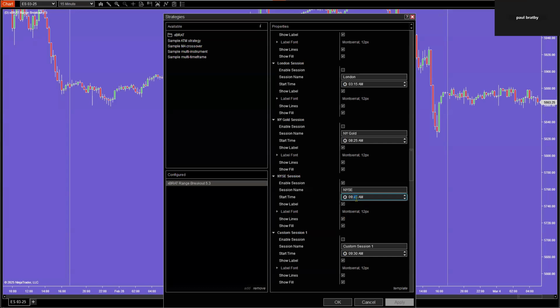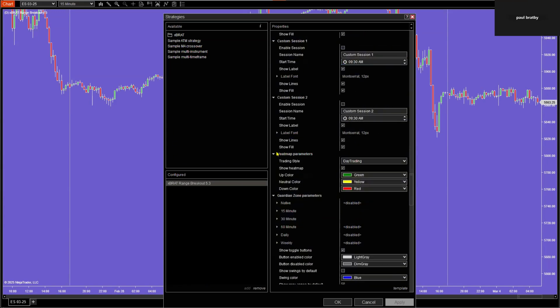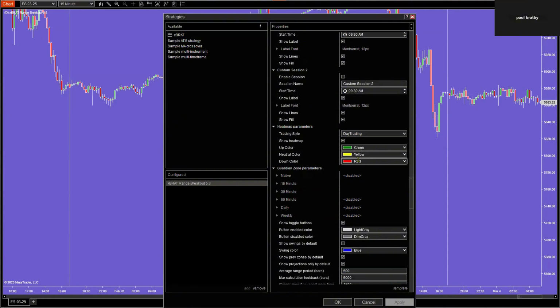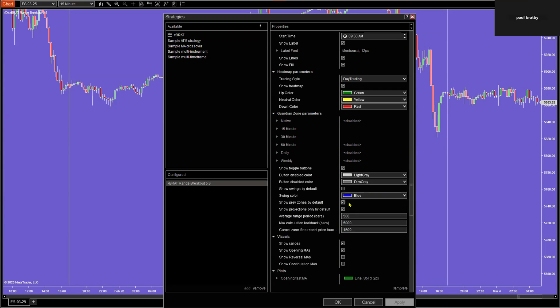Okay, so that's 9:45 on a 15-minute candle. And that's the only session I'm going to do today. The heat map parameters is on day trading, and currently I have the 15 and the 30-minute guardian zones on there. 60 minutes disabled, but I could change that. I'm going to show previous zones by default because when I'm going through that, I want to make sure I understand why some trades weren't taken, so I need visibility of when those zones were.